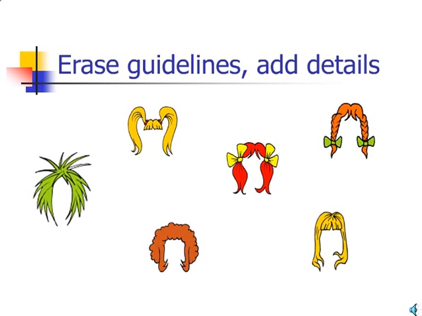Once you have the correct proportions, erase your guidelines. Then you can begin adding all the details that will make your drawing unique. Begin with the hair, then add details like eyelashes, earrings, hats, whatever you think will give your face personality. Here's where you can really get creative.